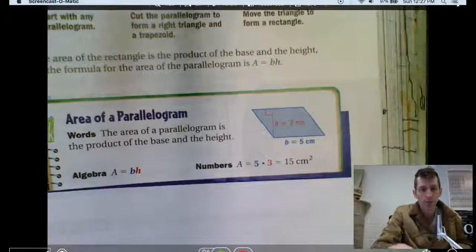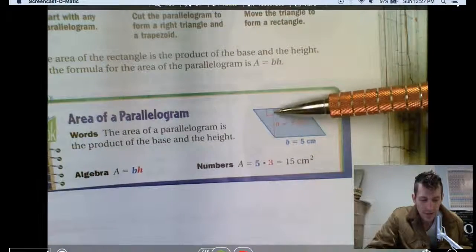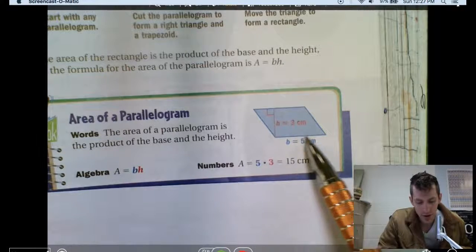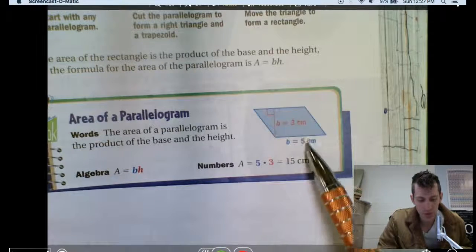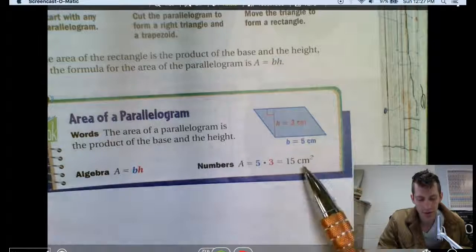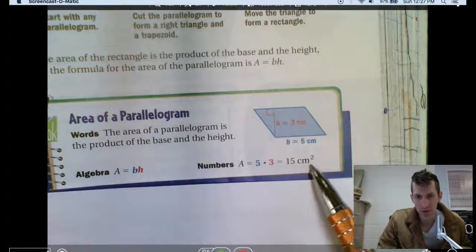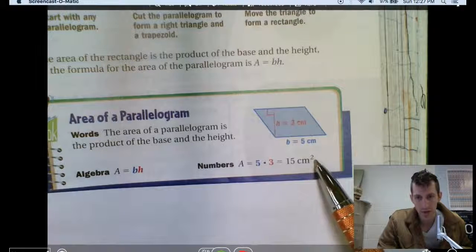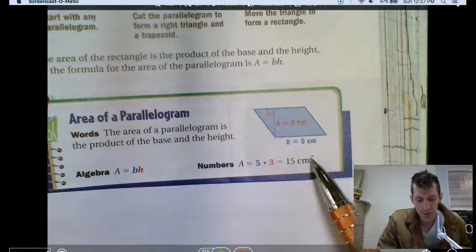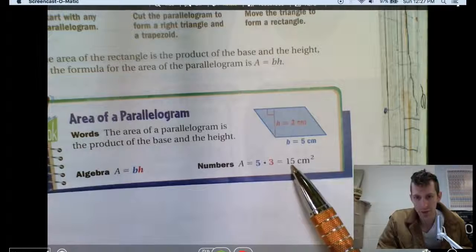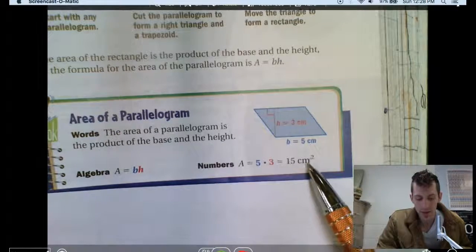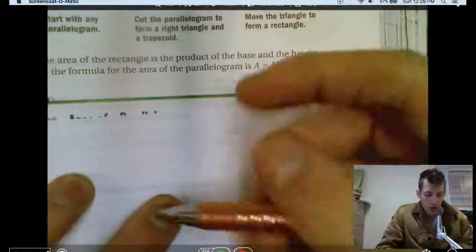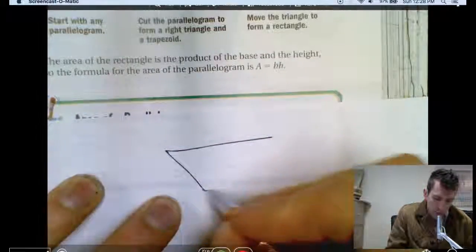So notice here, if this is 3 centimeters tall, a straight line, and this is 5 centimeters long, a straight line, multiply those two dimensions together and you get a two-dimensional thing, which is area. And that is centimeters squared. Do not do 15 times 15. It's not 15 squared. It's just 15, but the units are squared. Square centimeters.